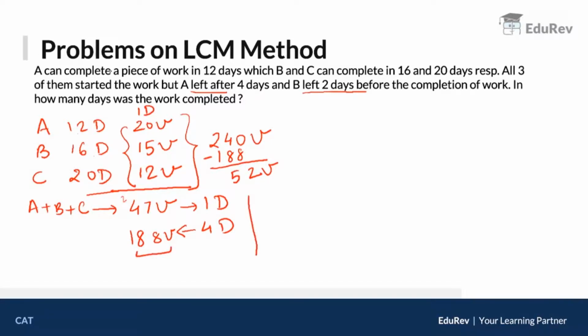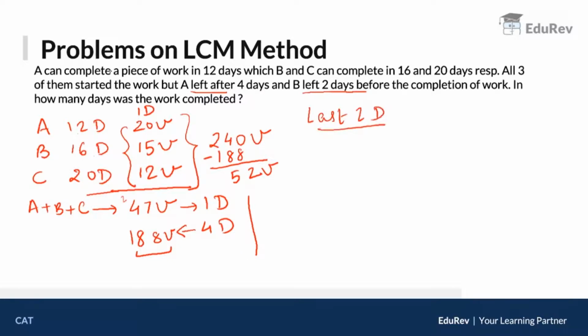A left after 4 days. B left 2 days before the completion of work. Now we don't know for how many days the work lasted. B left 2 days before the completion of work. So if I talk about, let's say, the last 2 days, who was working for the last 2 days?